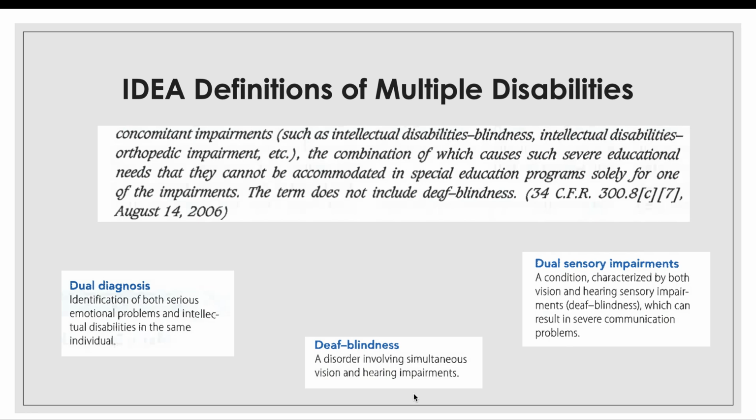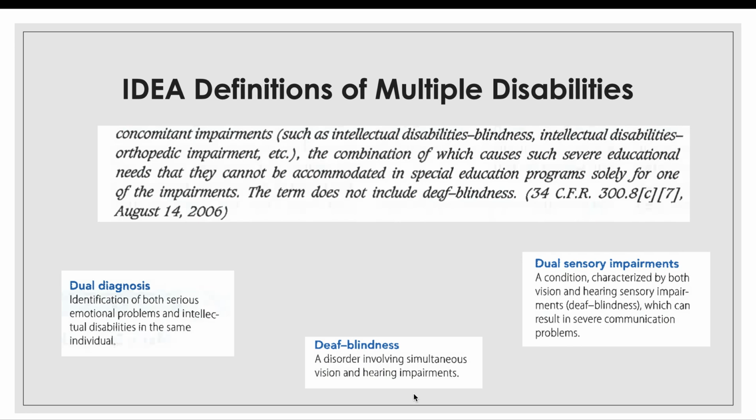Now, a dual sensory impairment is a condition that's characterized by both vision and hearing sensory impairments, blind-deafness or deaf-blindness, which can result in severe communication problems. They can't hear and they can't see. Yes, that is definitely going to result in severe communication problems. That doesn't mean that they cannot be communicated with. You just have to learn how to find ways to communicate with these individuals.